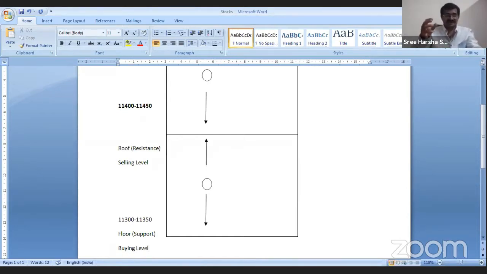So let's understand this. Let's look at this. I have a ball, and understand this. This is the roof of a building. This is the floor of a building. This is the bottom portion. You think that this is the floor of the building, and the other one is the roof of the building. So what you have to understand is this. The first part, at this place, what we are seeing, is the floor, which is at 11,300 to 350. And the roof is 11,400 to 450. Let me explain the concept, and then you will be more clear on that.